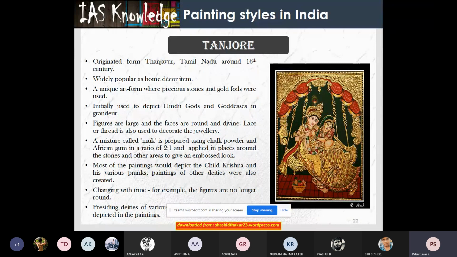Especially this was introduced as a home decor item, in and around Tanjore. If you go to any temple in Tanjore also, we could see this type of Tanjore painting. It uses a mixture prepared using chalk powder and gum with a ratio of 2:1. And they give an embossed look like this. So no chemicals and other things are used, but they could represent it completely using all the colors.